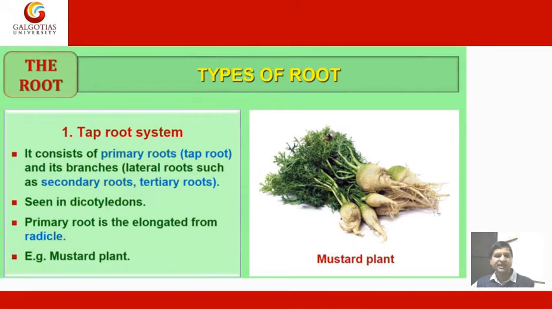Now come to the taproot system. It consists of the primary root, the taproot, and its branches, the lateral roots such as secondary roots and tertiary roots. Seen in dicotyledons, the primary root is elongated from the radicle. The example is the mustard plant. See, this is the mustard plant.